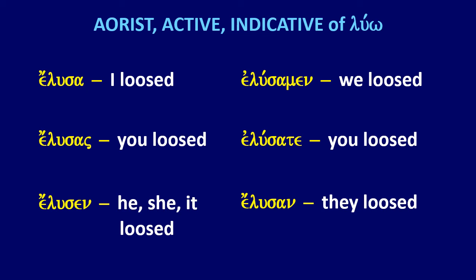And you'll notice it's very similar in spelling to the first person singular, elusa, except there's a nu on the end, as well as very similar to the third person singular, elusen. Instead of the epsilon nu ending, it's alpha nu ending for that third person plural. So those are the forms for the first aorist active indicative of luo.